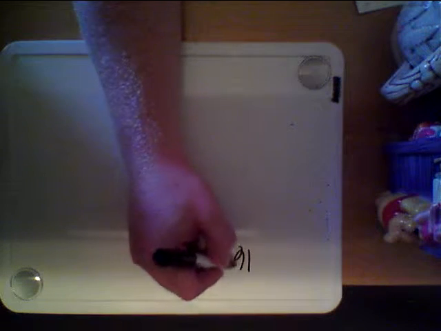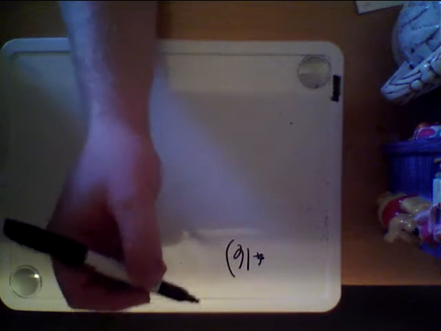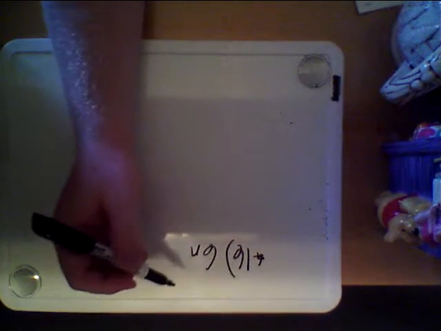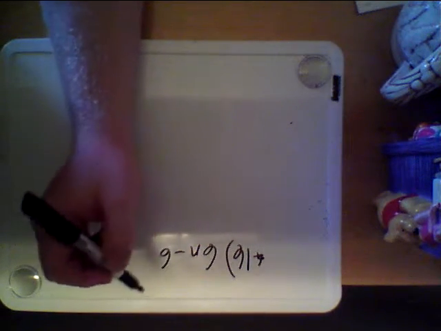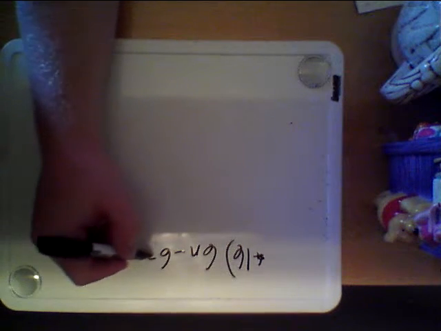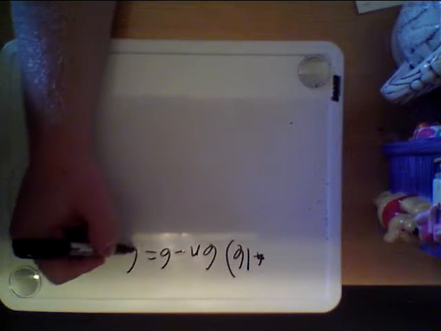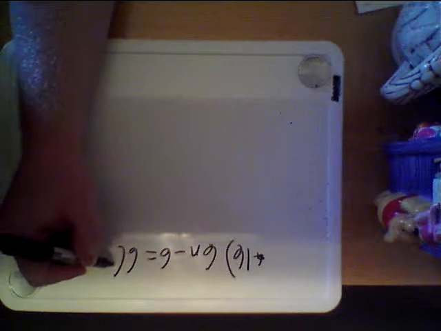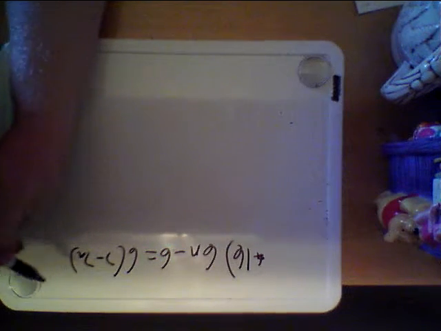That was 15, let's do 16. We have 6n minus 6 equals 6 times quantity 7 minus 7n.